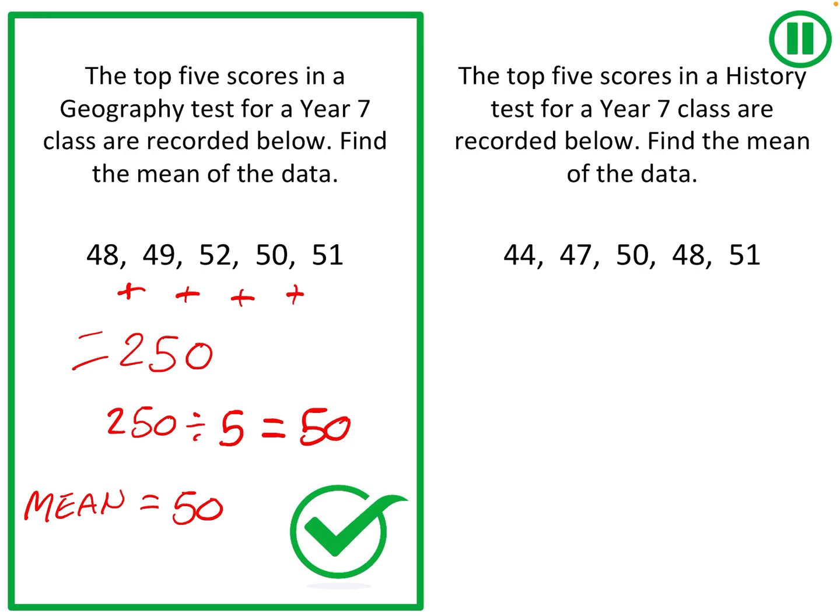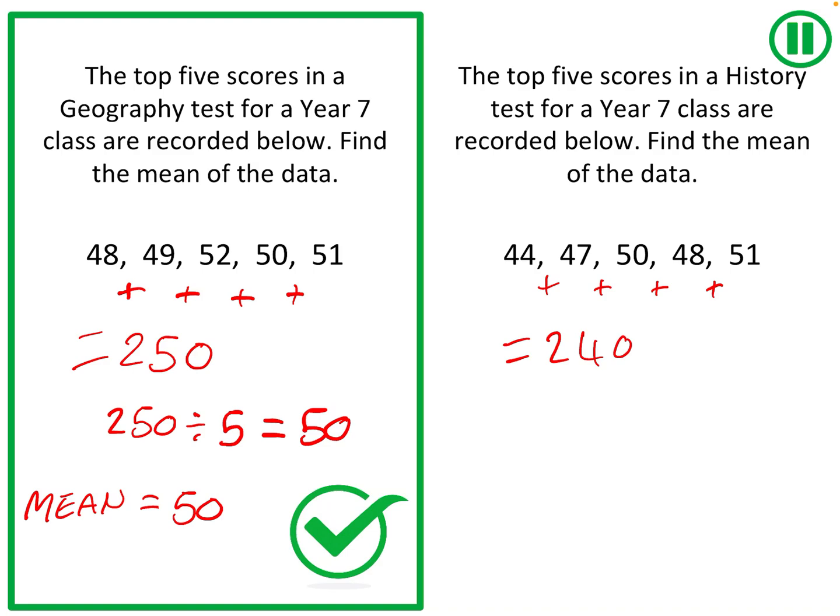Okay, so we've now had an opportunity to attempt this ourselves. So the first thing we should remember is we're going to add all of these numbers together. All of our bits of data we're going to add. So we have 44 plus 47 plus 50 plus 48 plus 51, and that equals 240. Okay, so we've got 240 there.